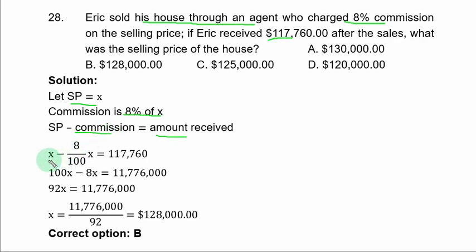So selling price is S. The commission is 8% of S. That is 8 over 100 times S, and this is the amount received. Multiply through by 100 to clear fraction. You have this expression. If you subtract the left hand side, you have 92S equal to this amount. Divide both sides by 92, and S, the selling price, is equal to $128,000. B is the correct option.